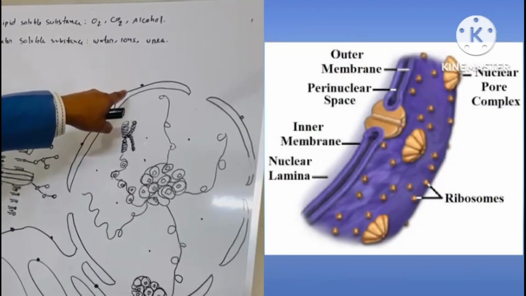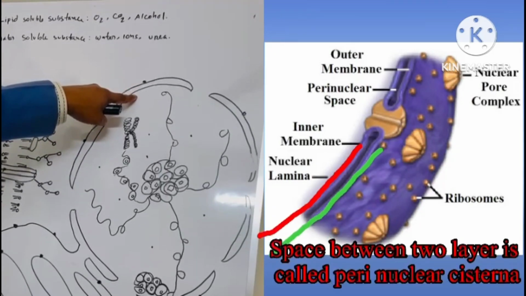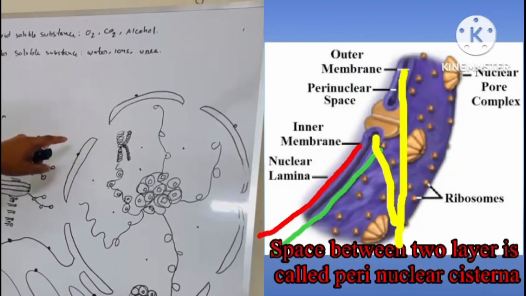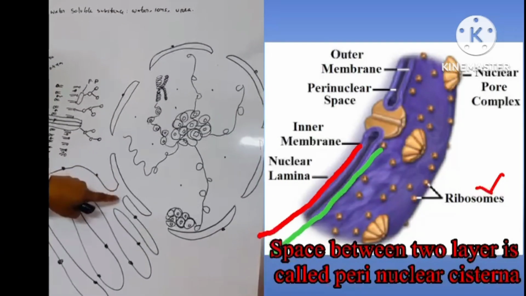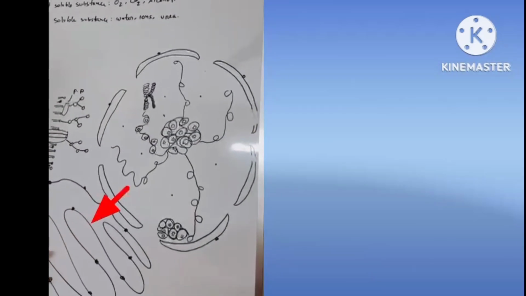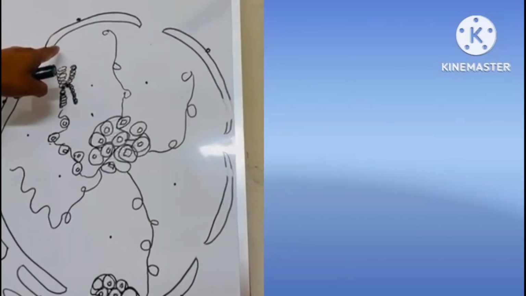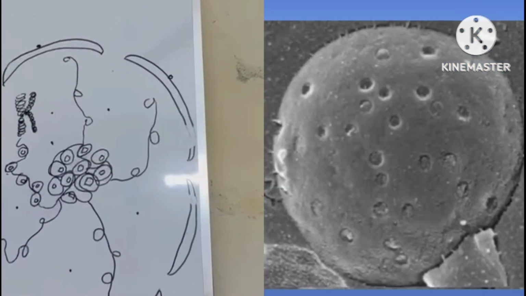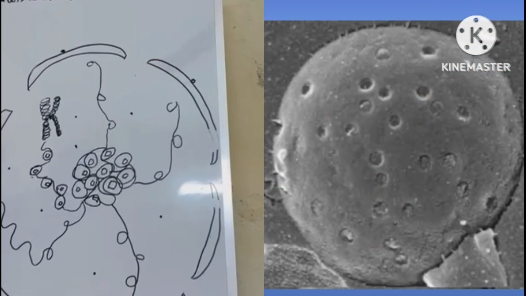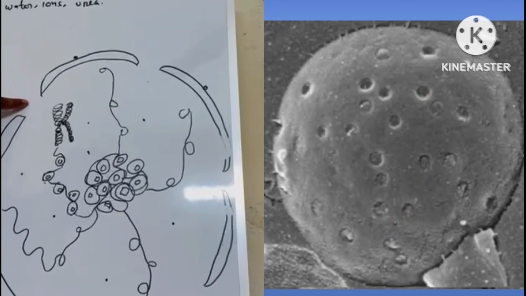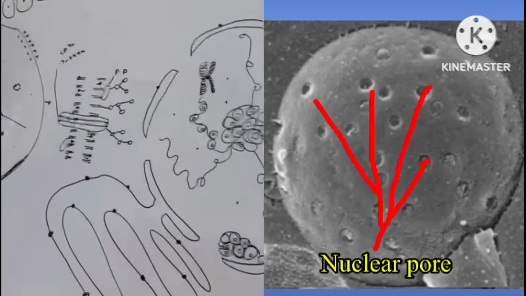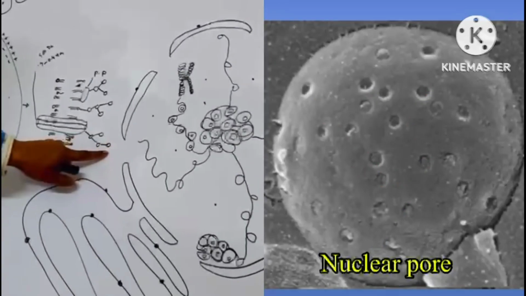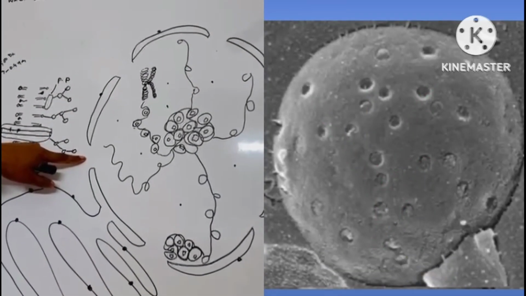Nuclear membrane is double layered: outer layer and inner layer. The outer layer is rough and is attached with ribosome, and the outer layer is continuous with rough endoplasmic reticulum. The inner layer is smooth. There are gaps between the outer layer and inner layer, and this is called nuclear pore. Substances are exchanged between nucleus and cytoplasm through this nuclear pore.